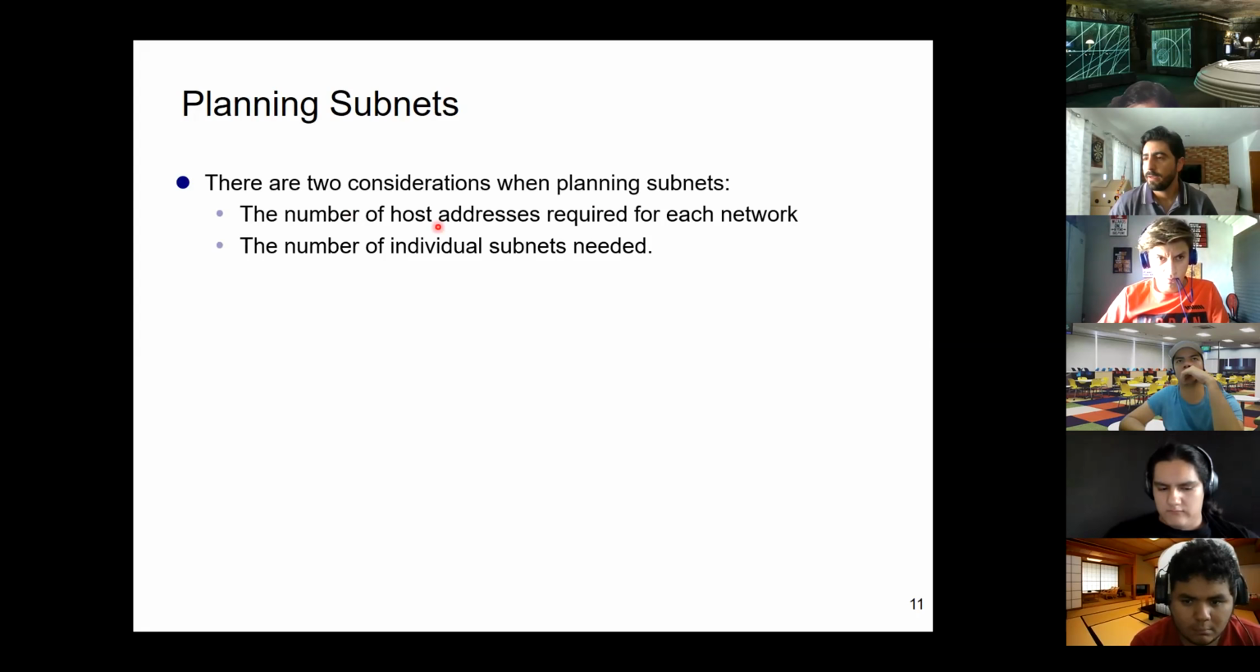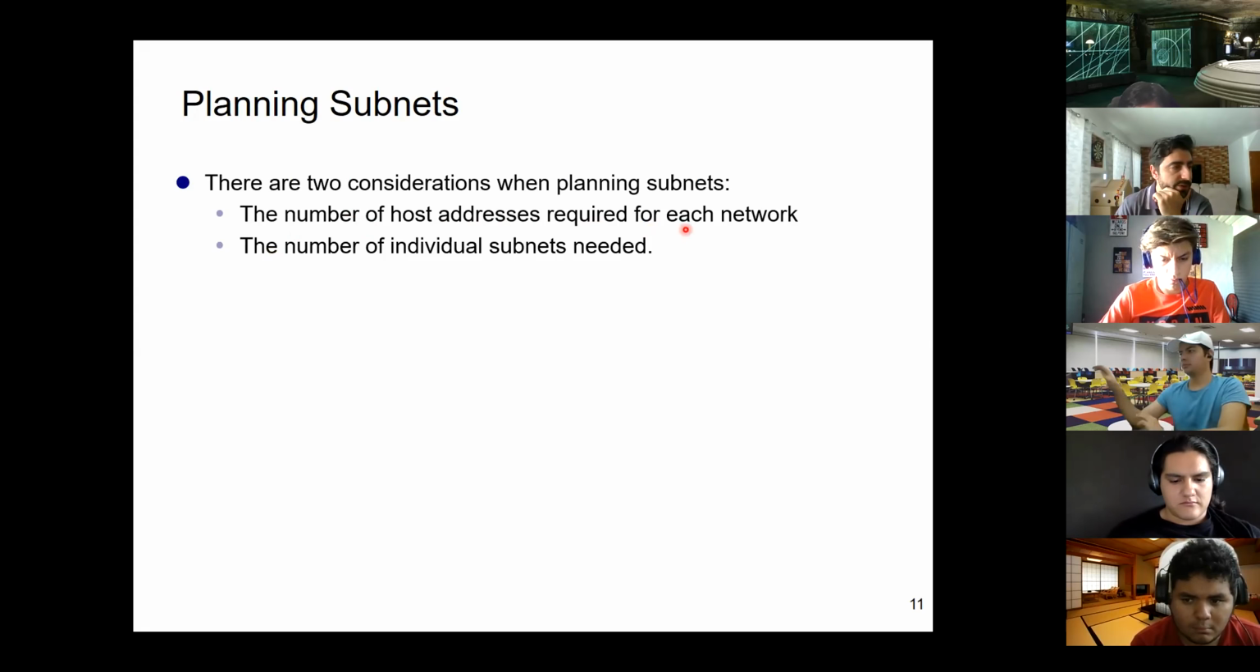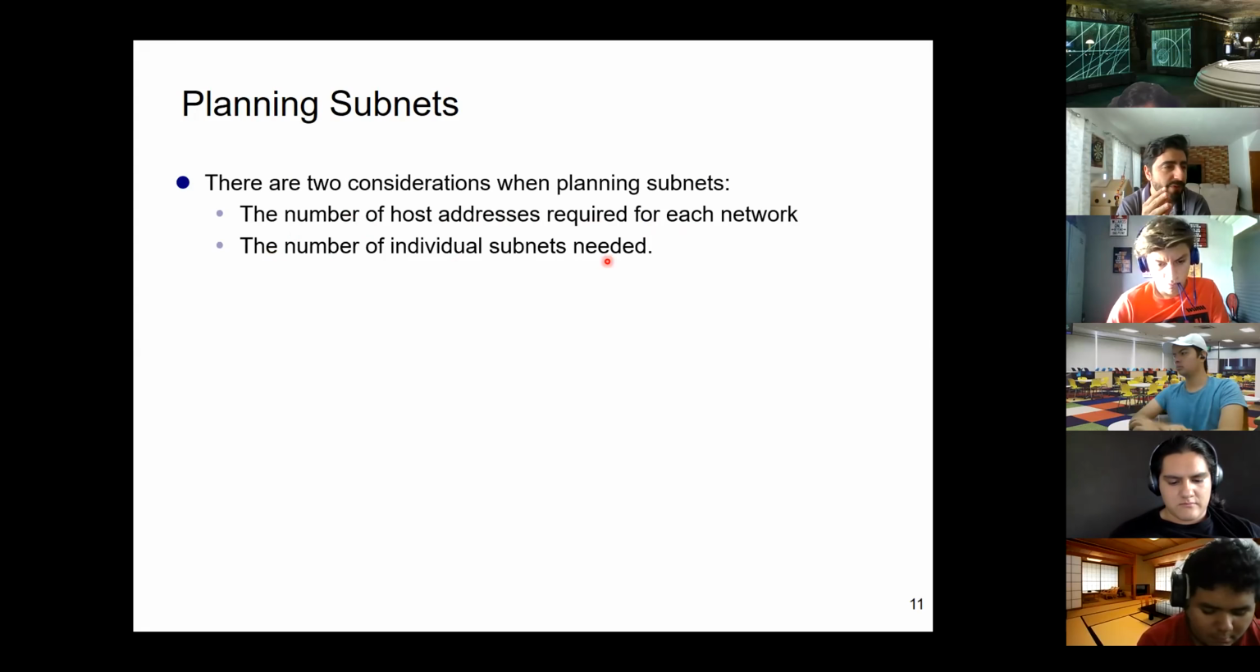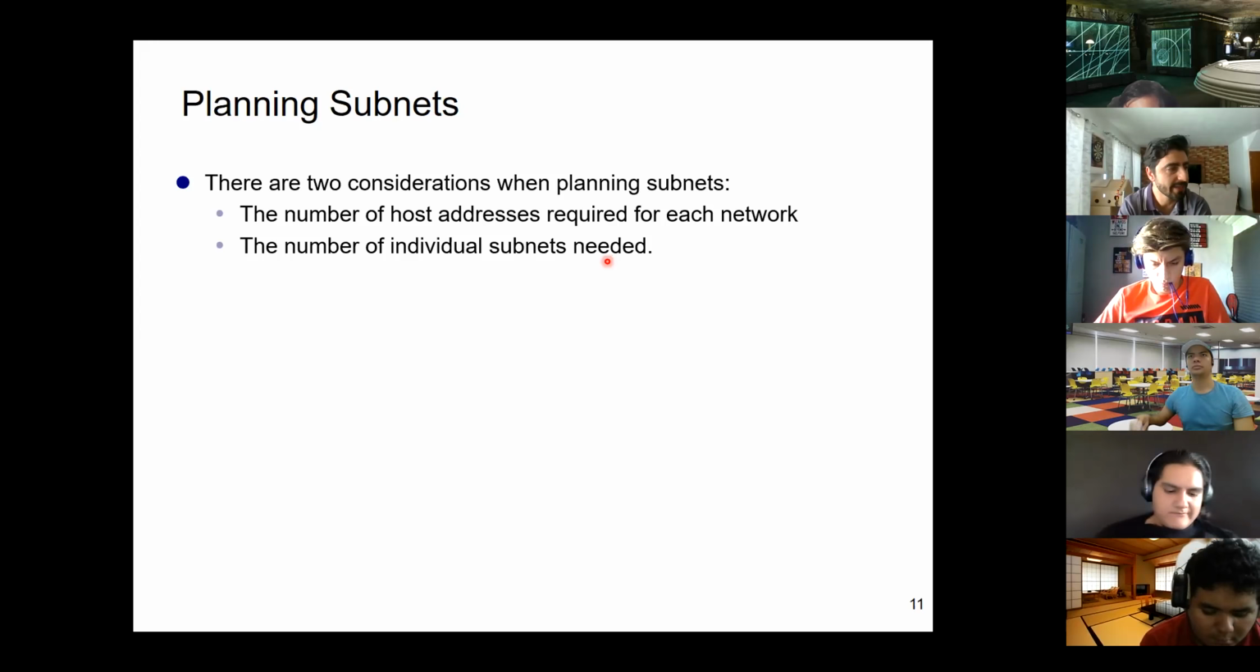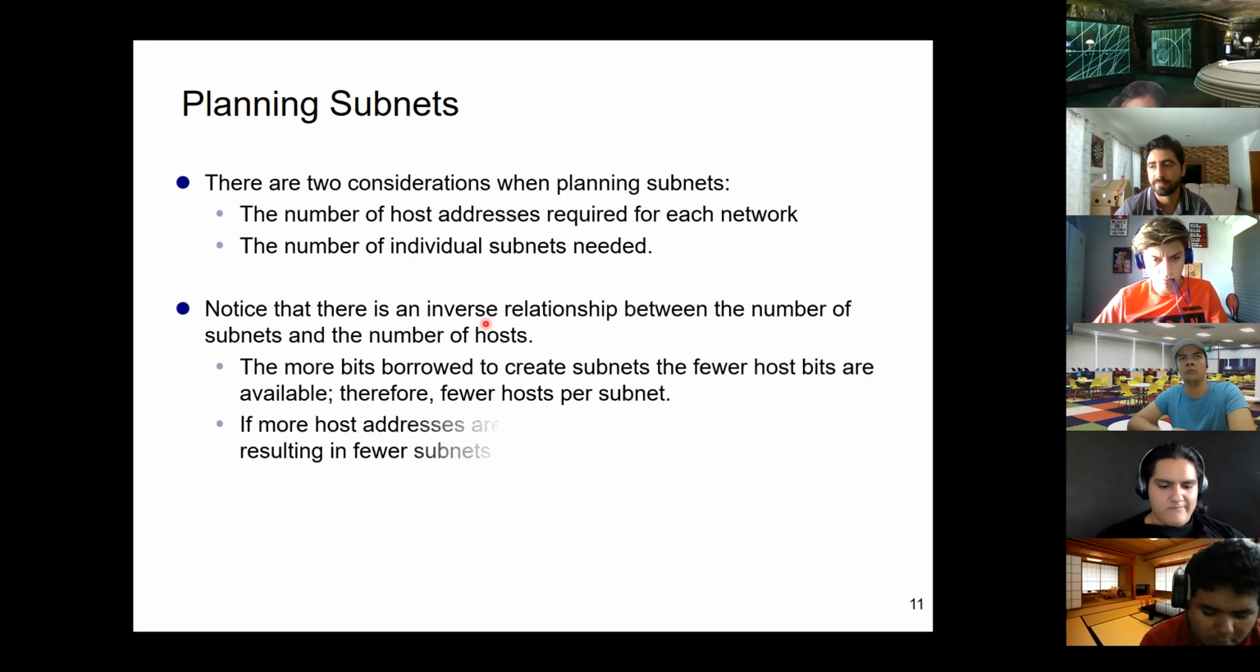So this is the same thing I said. There are two considerations when planning a subnet. You want to know the number of host addresses required for each network and the number of individual subnets needed. As I mentioned earlier, for example, say a campus comes to you and says, I have 10 standalone buildings in my campus, so I want 10 different subnets. But how many hosts each subnet has, I don't know yet. I just know I need 10 subnets. So then you can plan that network based on that.